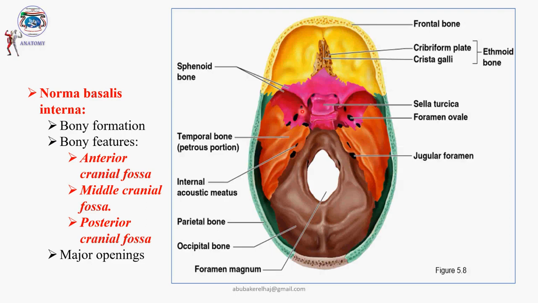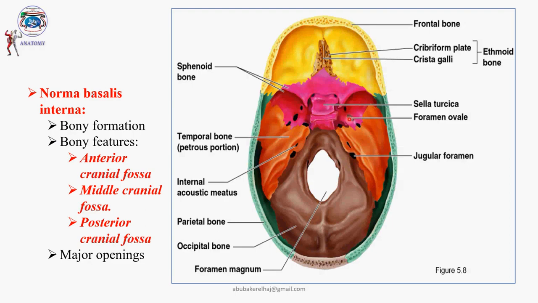position. And here we have the foramen rotundum. The foramen rotundum is responsible for transmitting the maxillary division of the trigeminal nerve, and this is the foramen ovale which I mentioned before in the externa.